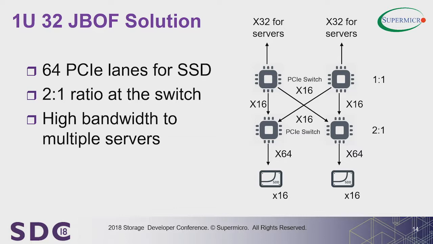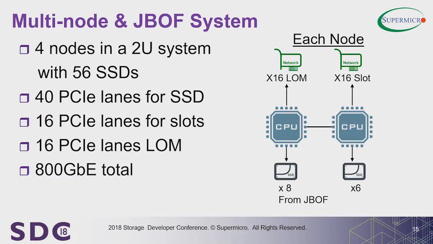Now, one thing that I love to do just to really mix it up is what if you took a multi-node and a JBOF and put them together? What do you get? Well, you've got a 4-node in a 2U. You've got a JBOF that's a 1U. So in 3U, I can get 56 drives. So now I've got a whole lot of capability in the drives.